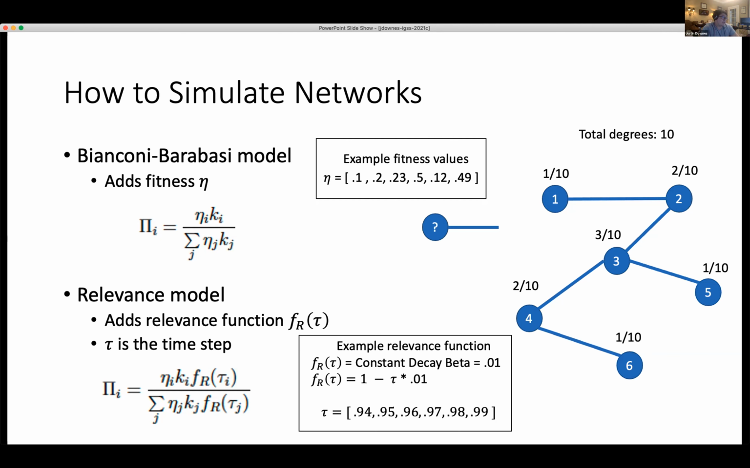The third model I looked at was the relevance model. This adds yet another feature: a relevance function, which tends to decay a node's relevance. Think of it as a node ages, it becomes less and less relevant, and less and less likely to attract new nodes. I believe this arose from citation networks, where papers decay as they get older and older. Now, obviously, that's not true for all papers. Some papers are very robust to this and stay relevant for an extremely long time.